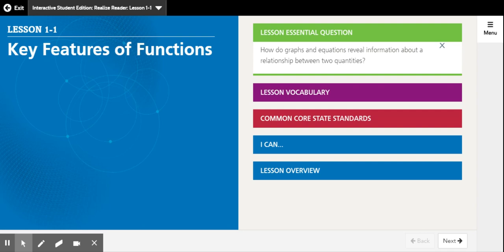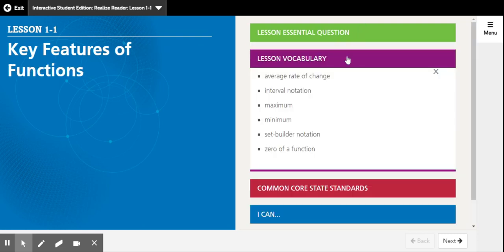So the essential question is, how do graphs and equations reveal information about a relationship between two quantities? So again, we're talking about functions. Some vocab that we're going to look at: average rate of change, interval notation, max, min, set builder notation, and zero of a function.